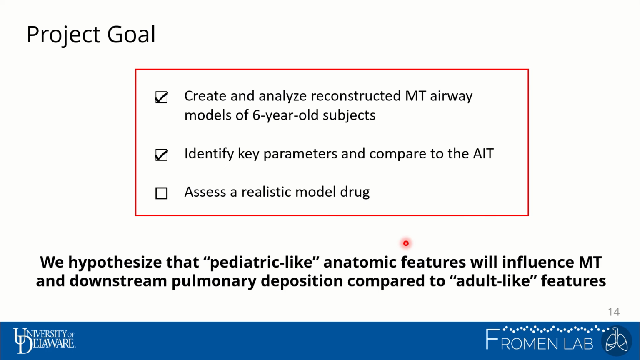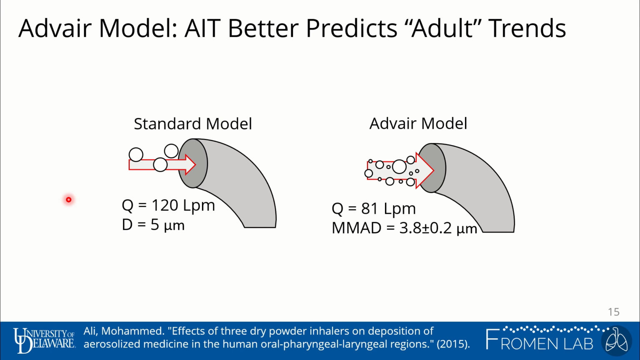So now we have a fundamental understanding of the influence of these adult-like and pediatric-like features, and we'd like to assess a realistic drug as a practical application for this work. So we did that by adjusting the particle diameter and the flow rate of these models. Instead of just having a set diameter, we varied the particle diameter to match the distribution of Advair particles, and we adjusted the flow rate to be what is required to actuate the Advair Diskus.